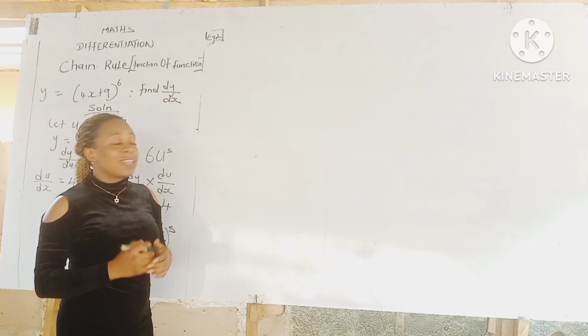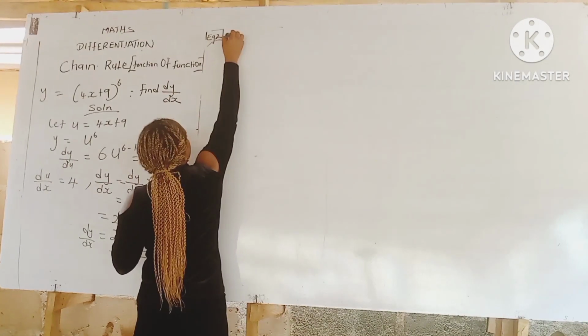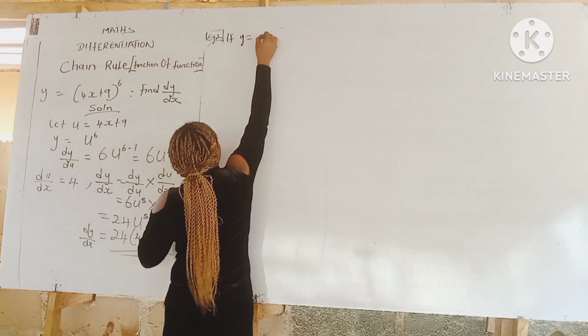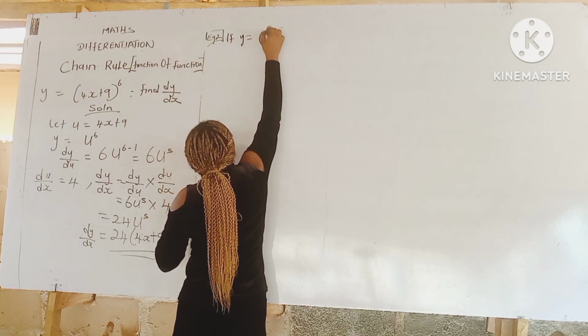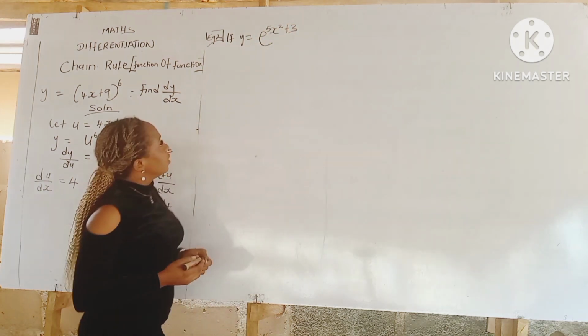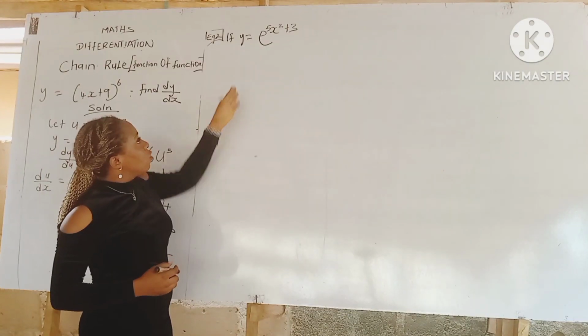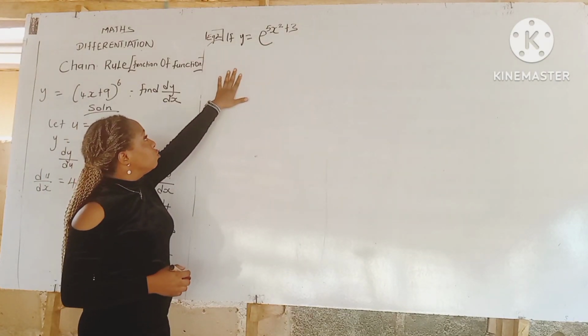What if an exponential function is given to you to solve using function of a function? What are you going to do? A good example of an exponential function is, for example, if y equals exponential of 5x raised to power 2 plus 3. That is a good exponential function. How are you going to solve this? If you're given something like this, what are you going to do?